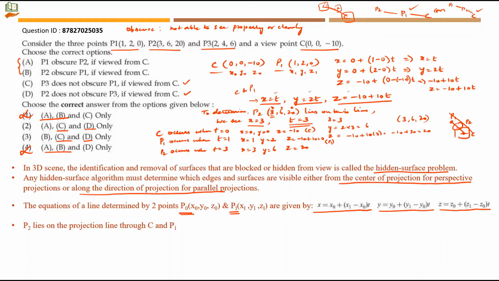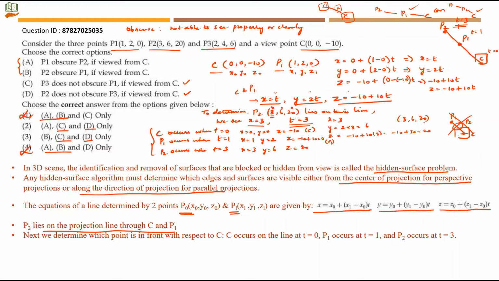Now we will leave this and get a clear image. So this is C and this is P1. This occurs at t is equal to 0. This occurs at t is equal to 1. And now when t is equal to 3, you will obviously have P2 in the projection line of C and P1. So P2 is actually available here where t is equal to 3.